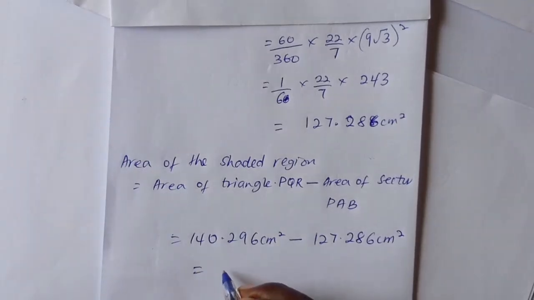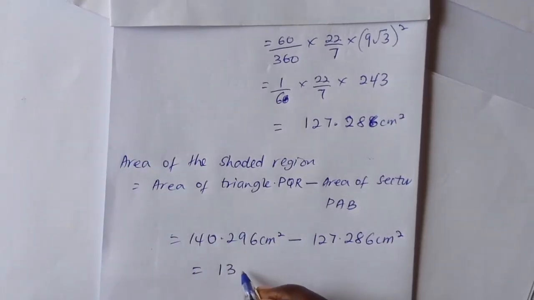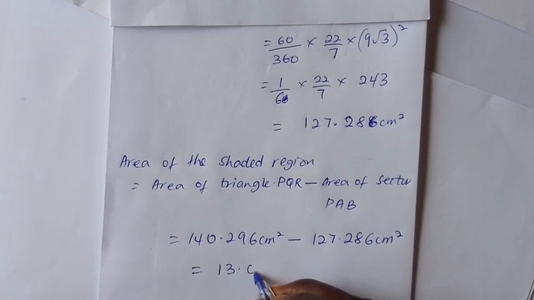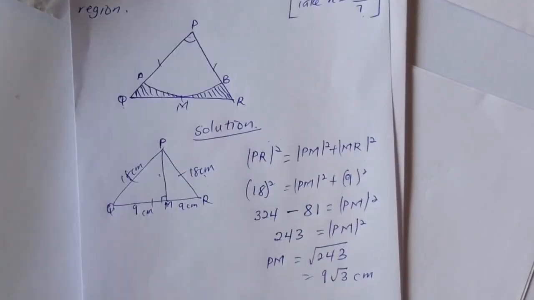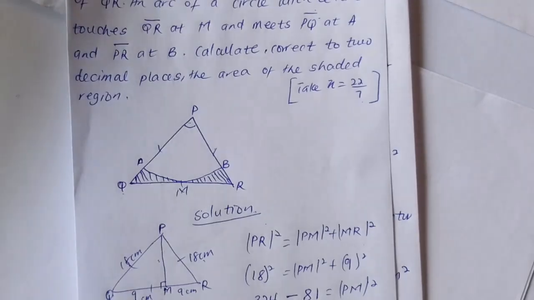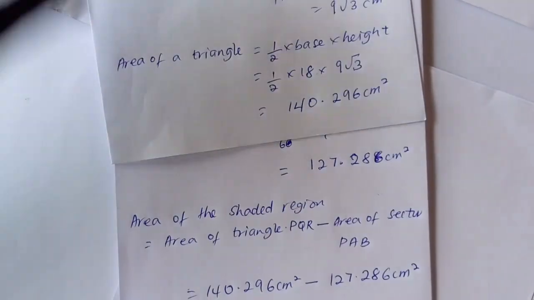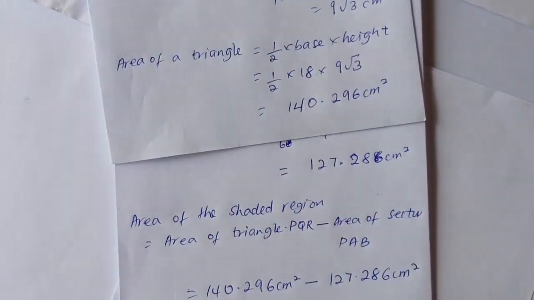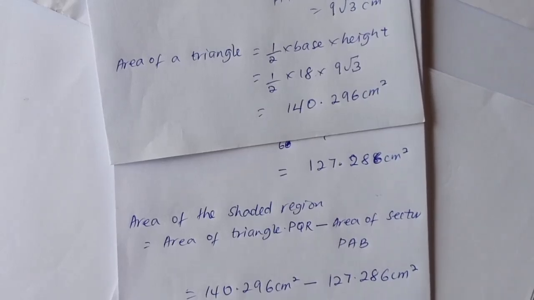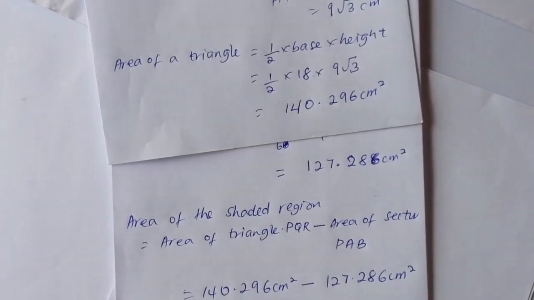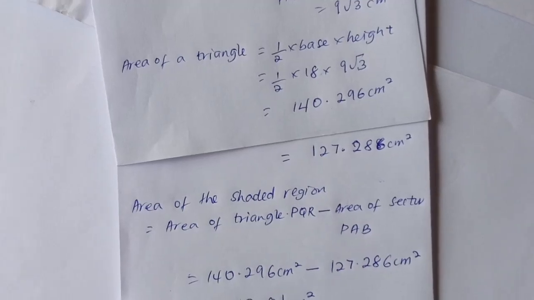And this is giving us 13.01. Now the question said to two decimal places. So the final answer here is 13.01 centimeters squared. Hope you enjoyed the lesson.